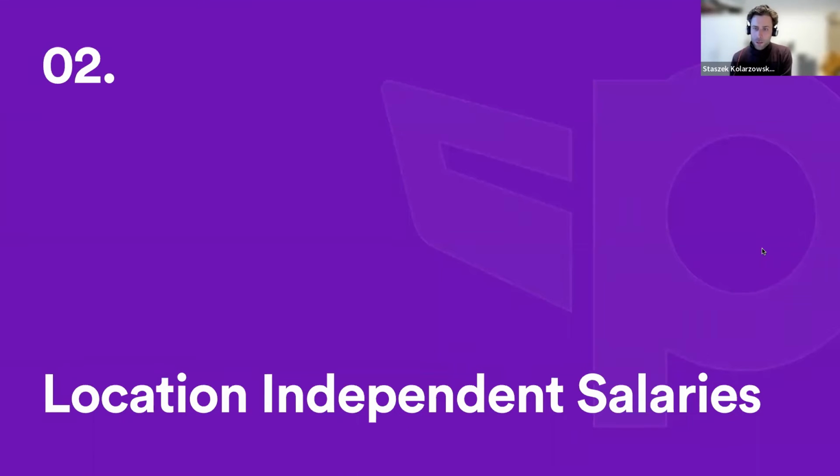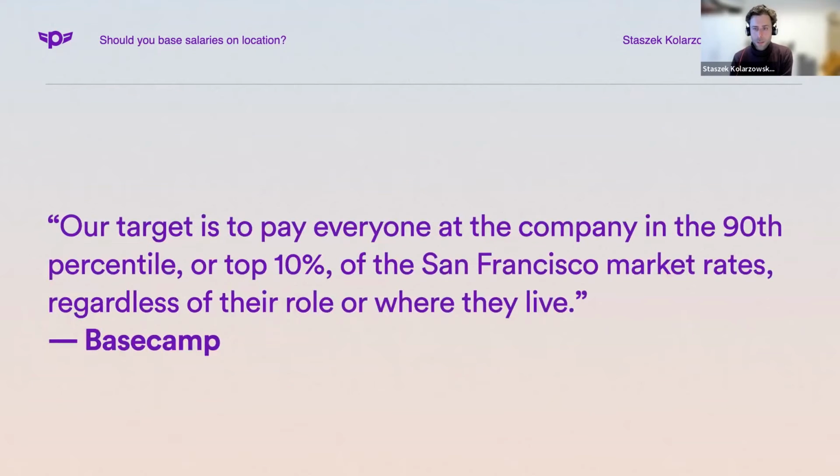So that's the first model. The complete opposite model is location-independent salaries. This is, for example, what Basecamp does. Basecamp believes that every single person should have exactly the same salary regardless of the location. In the case of Basecamp, they all have San Francisco salaries, at the top 10%. Basecamp believes two people doing the same job should always earn the same money because they give the same value to the company.